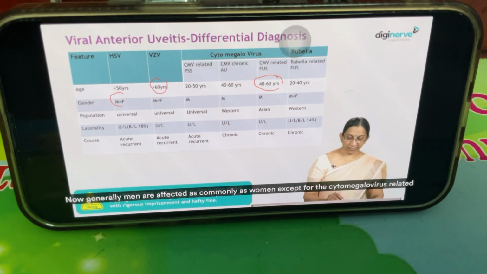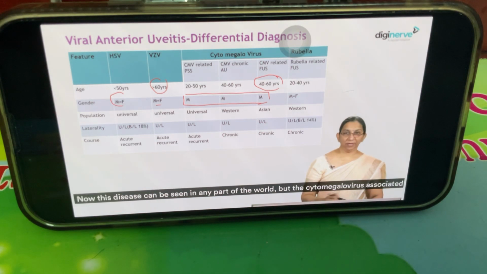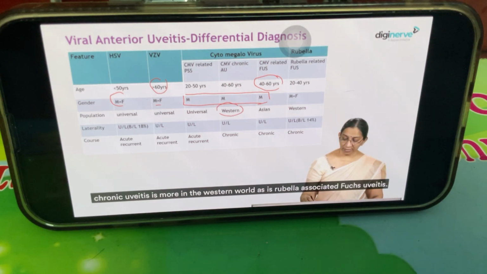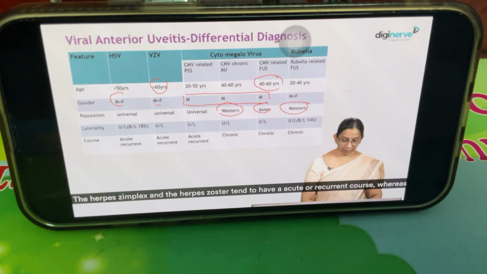Generally, men are affected as commonly as women, except for the cytomegalovirus-related anterior uveitis, which tends to occur more in men. Now, this disease can be seen in any part of the world, but the cytomegalovirus-associated chronic uveitis is more in the Western world, as is rubella-associated Fuchs uveitis, whereas the cytomegalovirus-associated Fuchs uveitis happens more in the Asian population. Now, all of them tend to be unilateral. The herpes simplex and the herpes zoster tend to have an acute or recurrent course, whereas the cytomegalovirus and the rubella virus tend to produce more of a chronic inflammation.